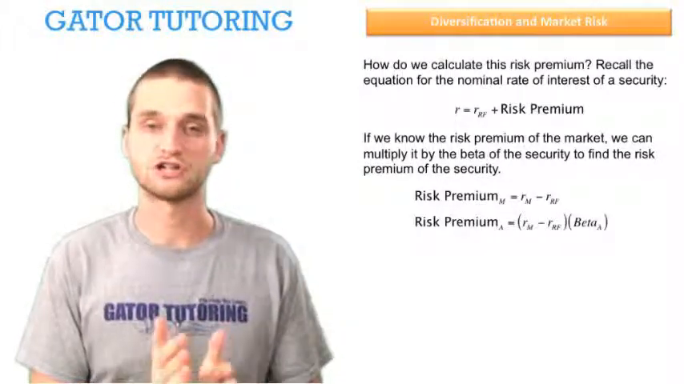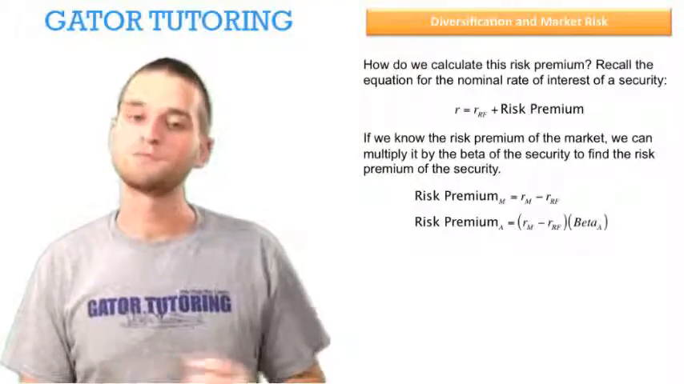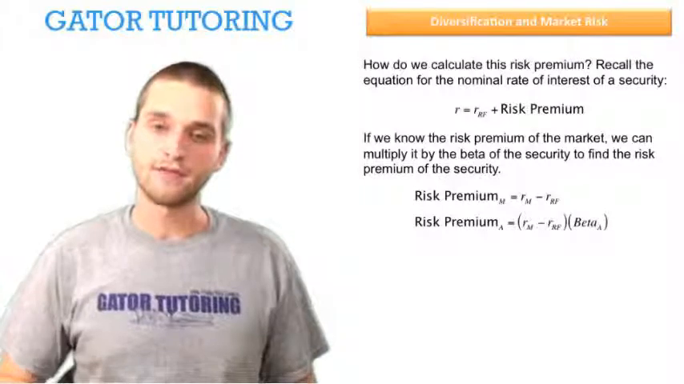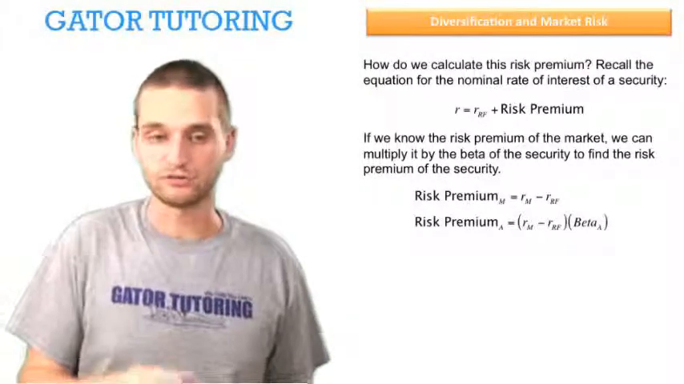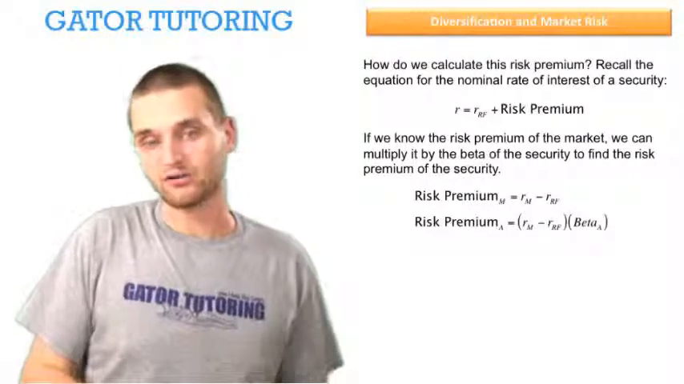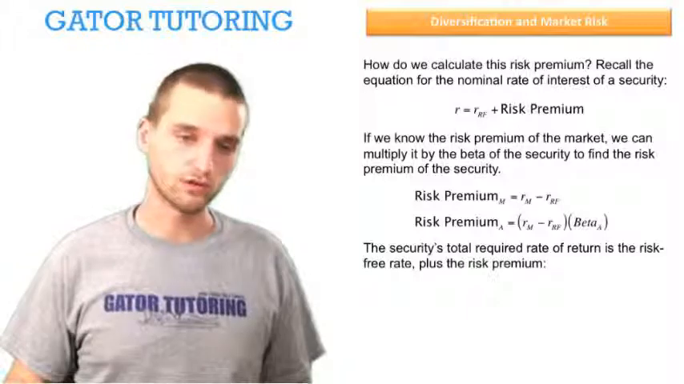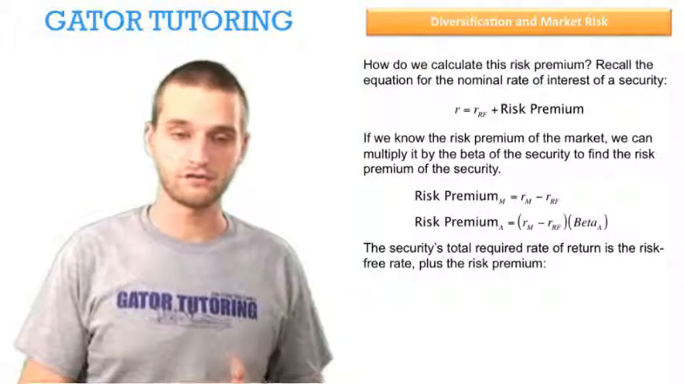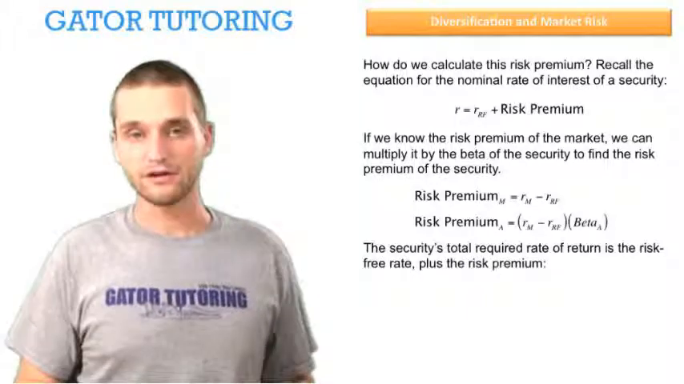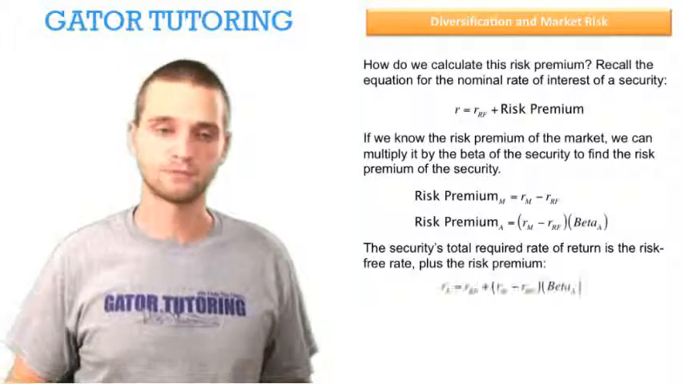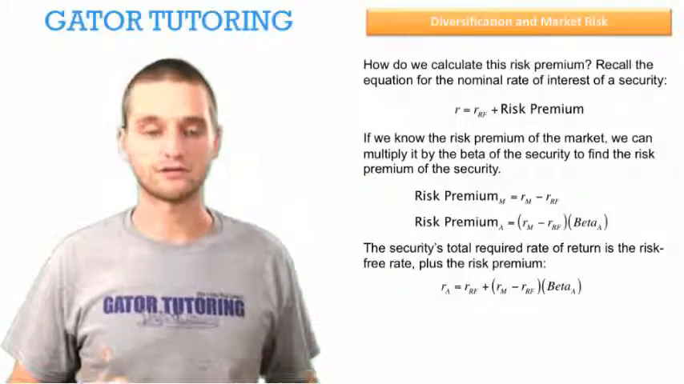on the market, which again is the required rate of return on the market minus the risk-free rate. And then we would multiply it by this multiplier, this beta of A, that tells us in relation to the risk premium on the market how risky the security A is. The security's total required rate of return is the risk-free rate plus its risk premium. So it's the risk-free rate plus the risk premium on A, which by the above formula gives us the overall equation for the required rate of return on A.